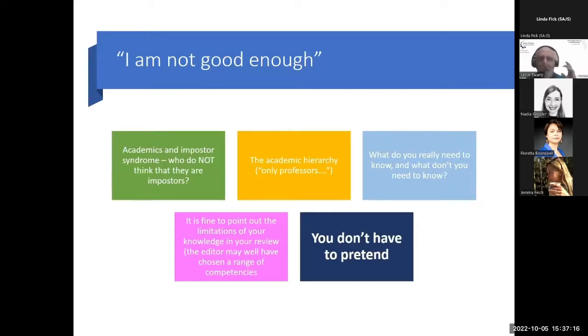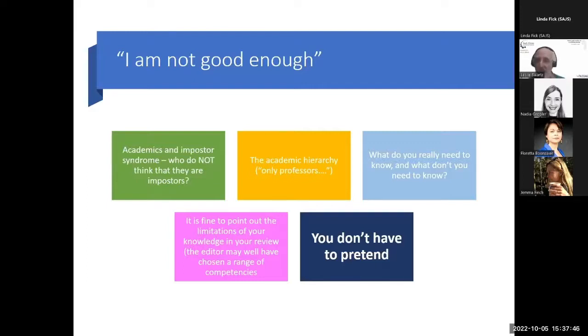There are old-fashioned ideas of academic hierarchy. So historically, people say only professors can do peer review. That's not true. It's peer review. So really, what you need to think about as a peer reviewer is, in order to review this particular article in front of me that I've been asked to review, what do I really need to know and what don't I really need to know?